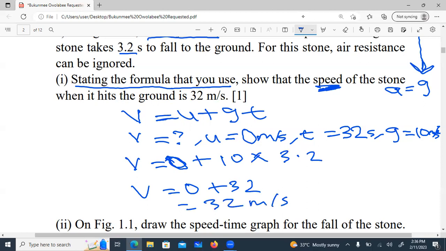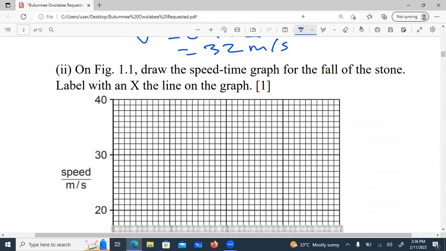And that's what the question requires of you. It says that you should show that the speed of the stone when it hits the ground is 32 meters per second. And that is what you have done here. Let's go to the next question.